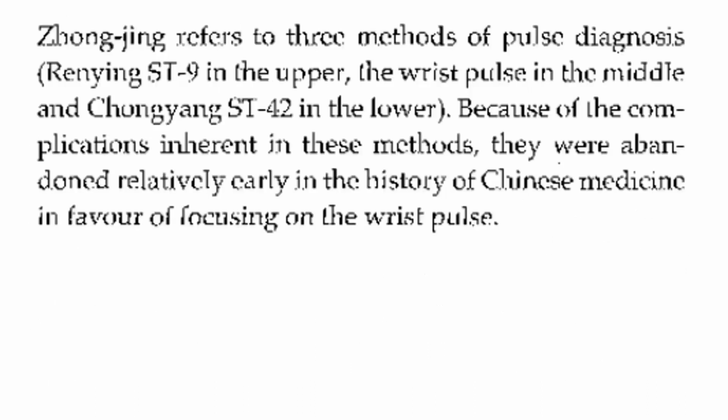Song Jing refers to the three methods of pulse diagnosis: stomach 9 in the upper, the wrist pulse in the middle, and stomach 42 in the lower. Because of the complications inherent in these methods, they were abandoned relatively early in the history of Chinese medicine in favor of focusing on the wrist pulse.